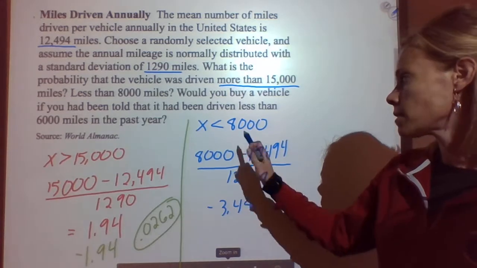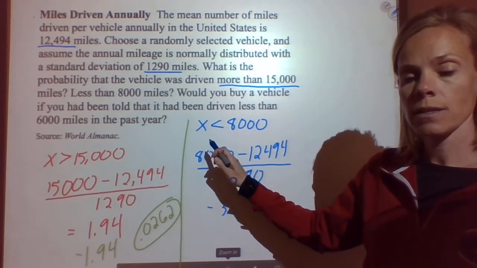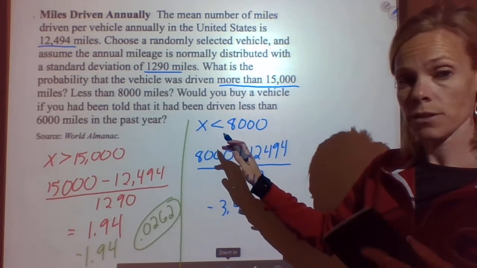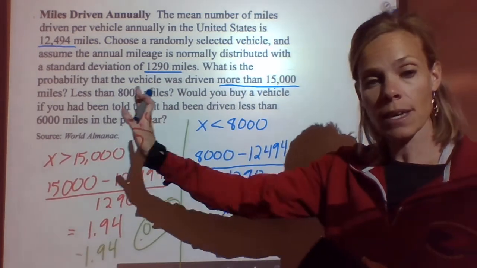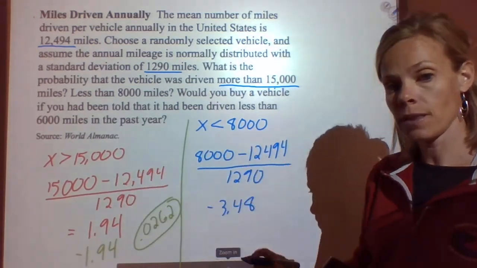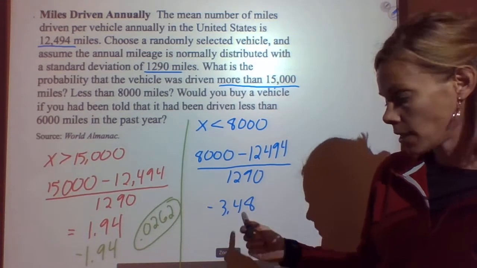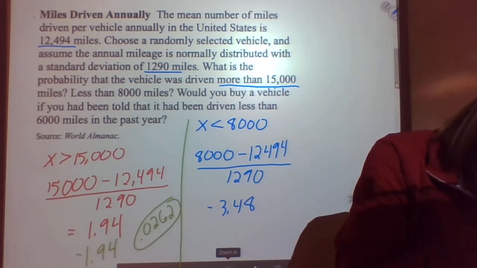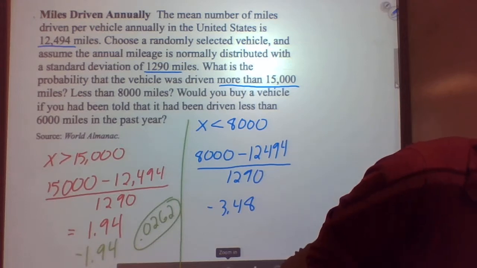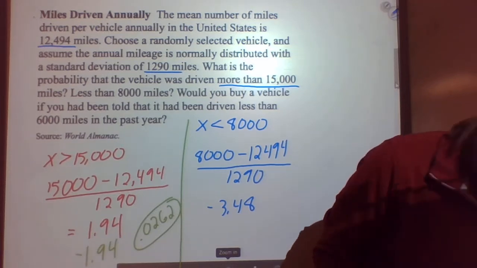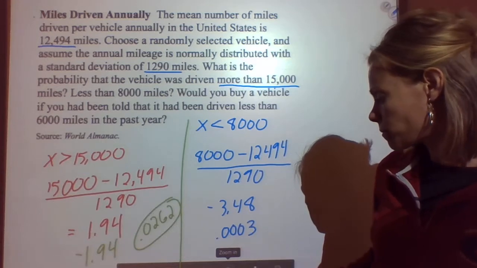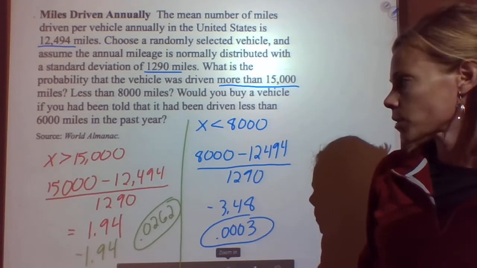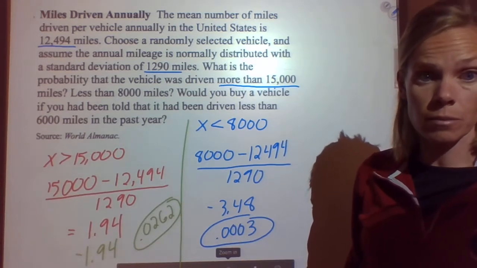3.48. And since it's less than, does that mean area to the left, area to the right, in between? And hope you know less than means area to the left. So to find the answer, I can just look this up, negative 3.48. So 0.0003, right? Pretty unusual for someone to drive less than 8,000 miles a year.